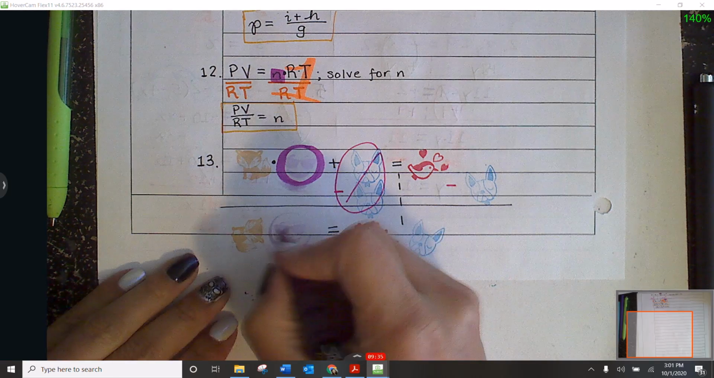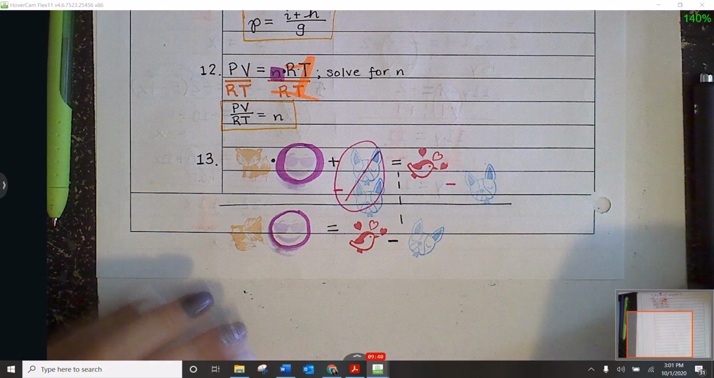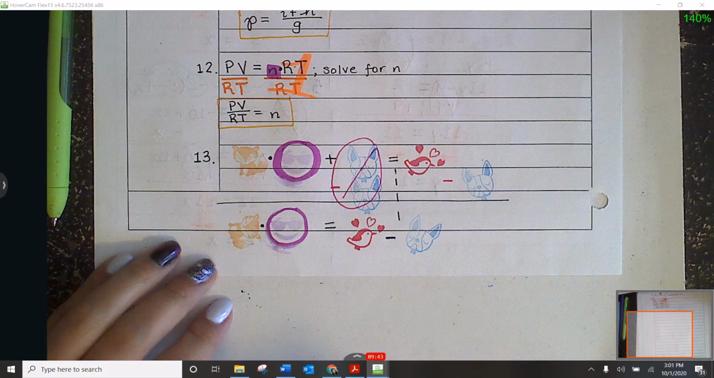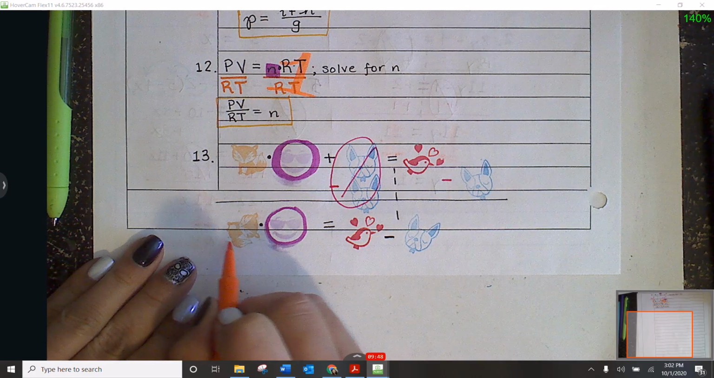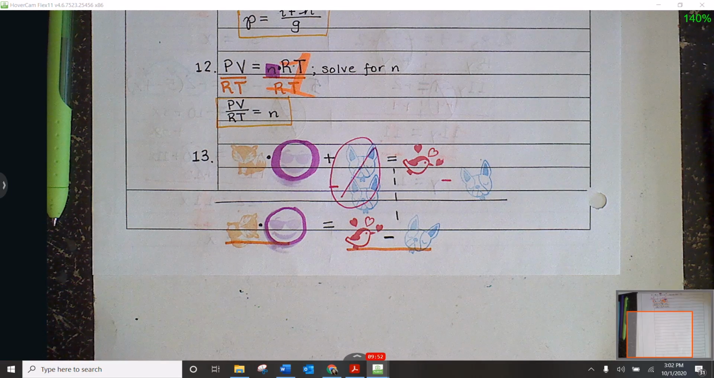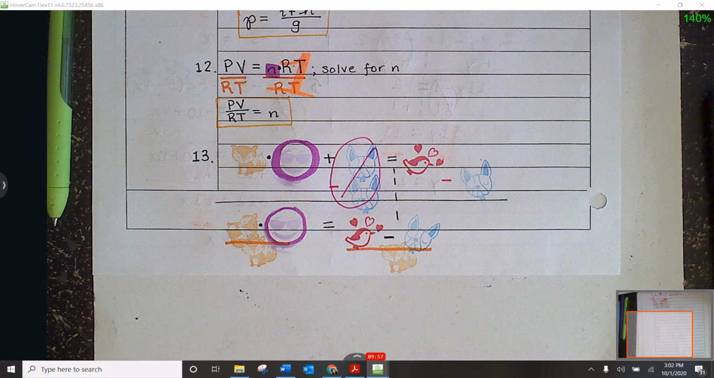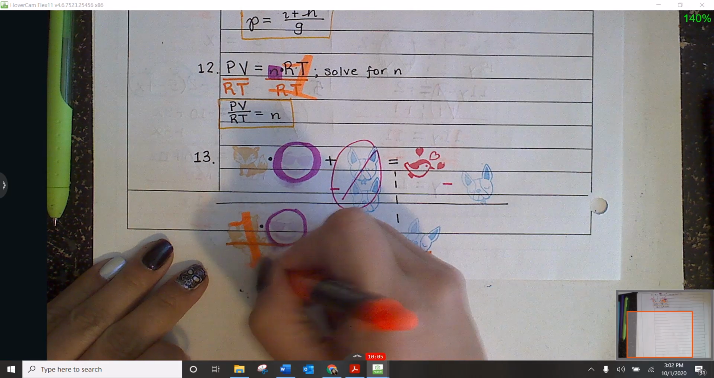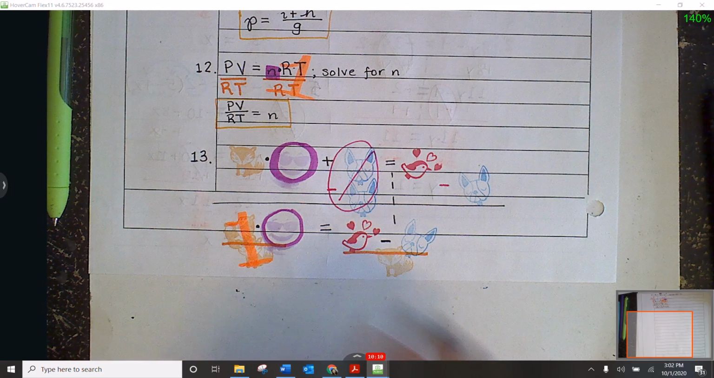Okay, now remember, I'm trying to get my too cool for school smiley face alone. Since it's being multiplied by this fox, well, the inverse operation would be to divide both sides by the fox. So remember, fox divided by fox is just like t divided by t, g divided by g. It doesn't matter. As long as it's the same thing, it reduces to 1.